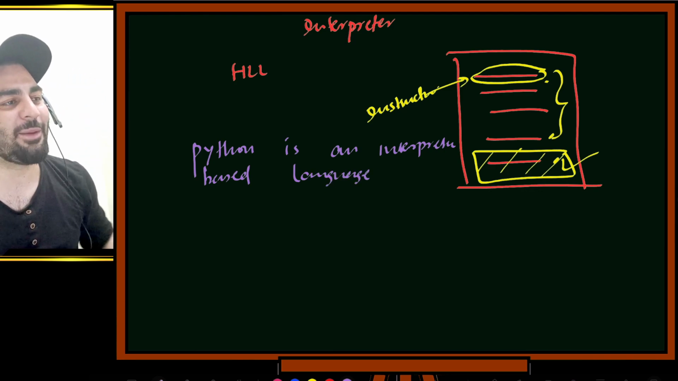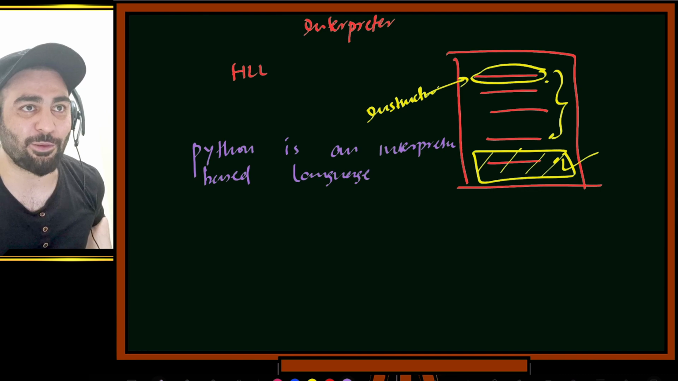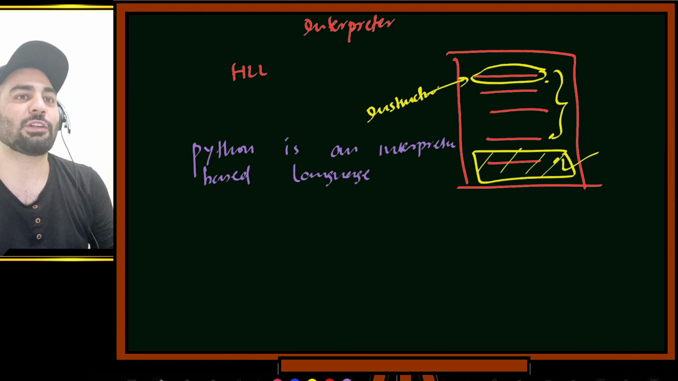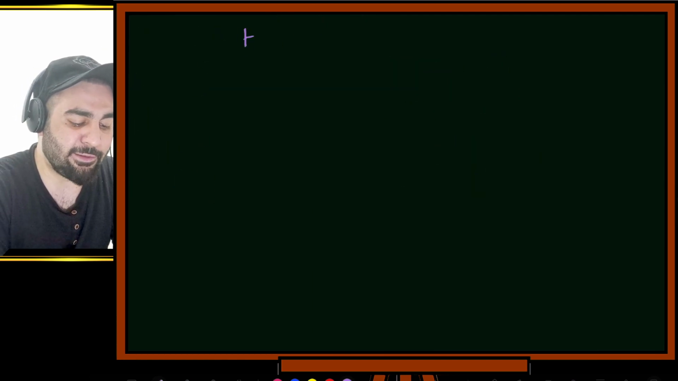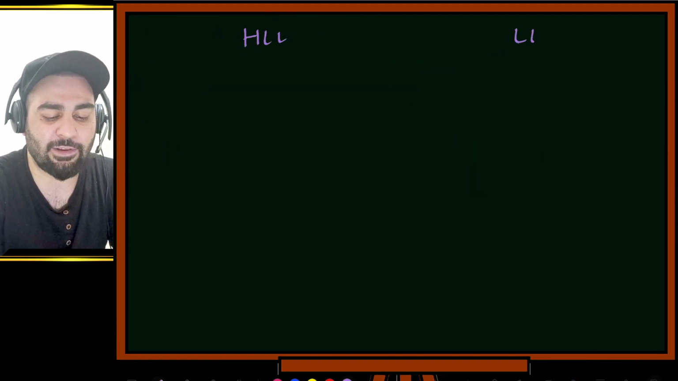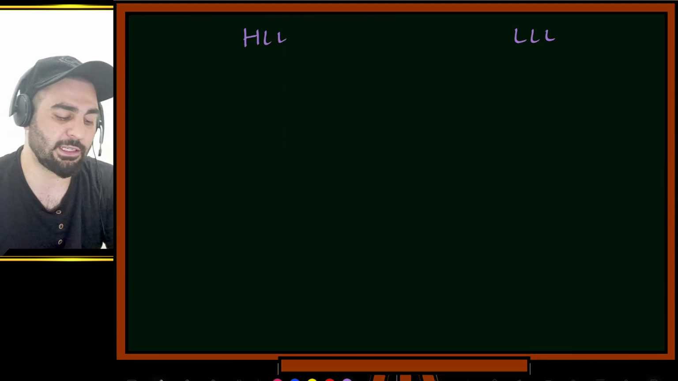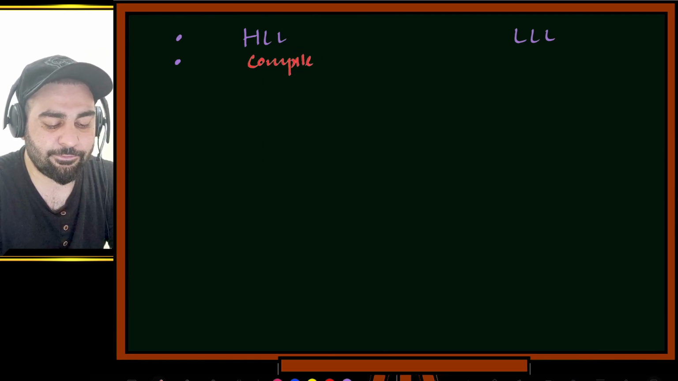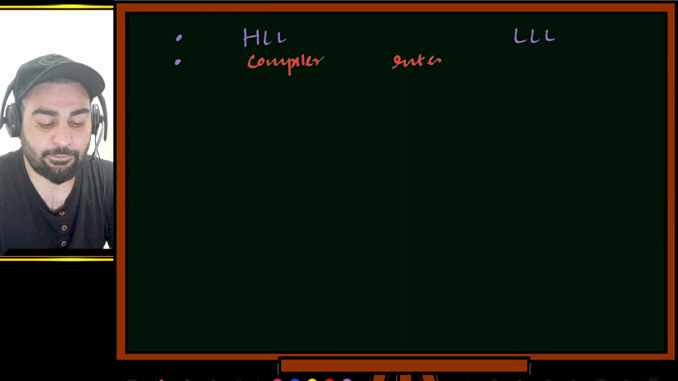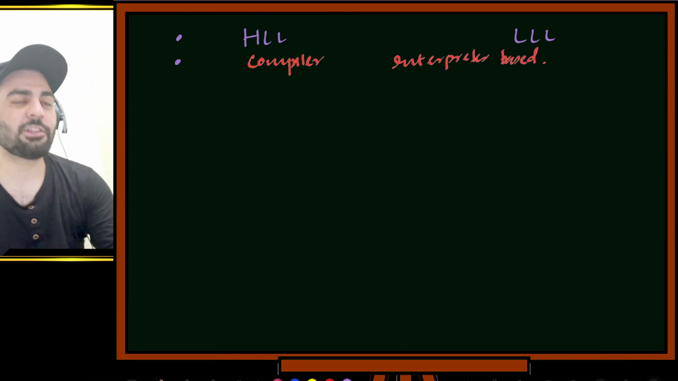I promised you that I won't just teach you Python programming, I'll teach you the art of programming. So now you know that languages are of different types. The first thing is, a language can be a high level language, close to humans, or a low level language like assembly or C++. The second thing that you learned is, a language can be either compiler based or interpreter based. These are the two things.